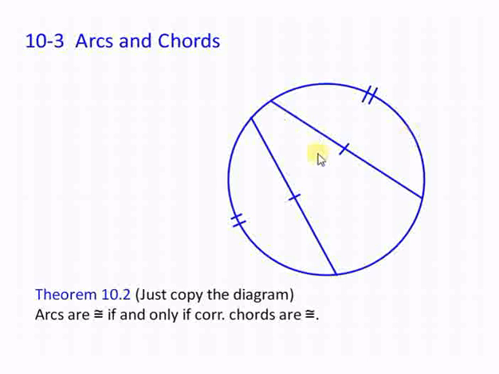We have two identical chords, and what you'll notice is that the arcs that they cut out of the circle happen to be identical as well. It works both ways. If you know that two arcs are congruent, then necessarily their chords are going to be congruent.